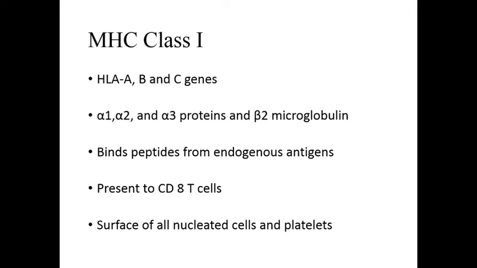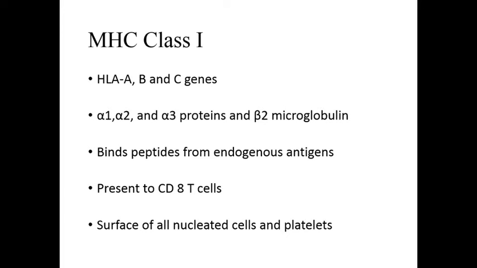And this beta 2 microglobulin is actually not produced in the MHC region. It is produced by a gene located on chromosome number 15, and it comes to the alpha chain, or the MHC genes, and forms together with them. Now the use of beta 2 microglobulin is that it will help to transport the MHC class 1 to the surface of the cell. We will be coming to that very shortly.